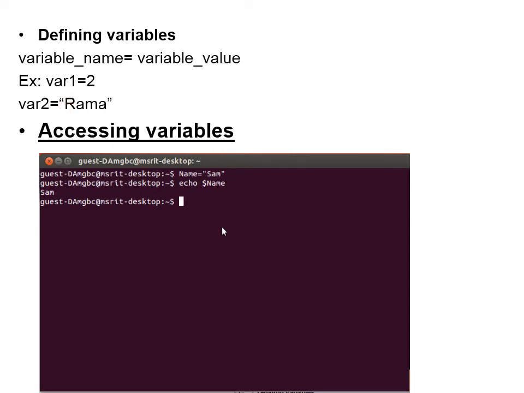Now, as we know what a variable is and how to define it, let's see how to access it. This is a command prompt that you can see. On it, if you type name=Sam and echo $name, Sam is given as the output. Basically, echo is the command that is similar to the printf statement of C programming. About echo, we will learn after a few minutes. Here, you just have to know that by giving $name, we have accessed the value Sam.